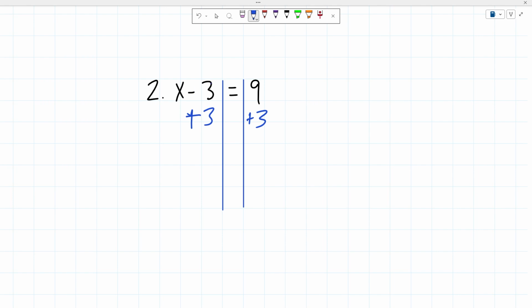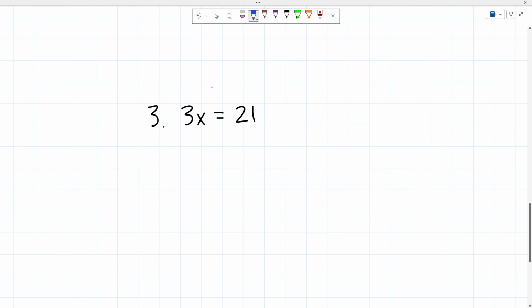Negative 3 plus 3 is 0. So these cancel out. x equals 9 plus 3 equals 12. Again, doing the opposite, and whatever I do to one side of the equal sign, I must do to the other. It's pretty much that easy. x equals 12. Again, I can say 12 minus 3. It does, in fact, equal 9. Very good. All right. The next two, we got multiplication and division.